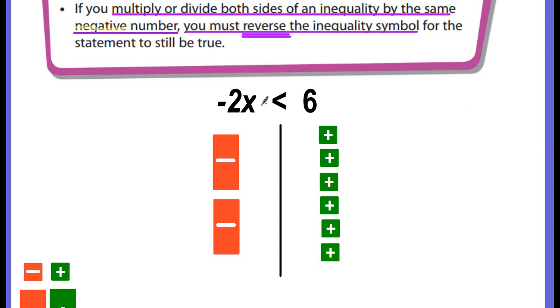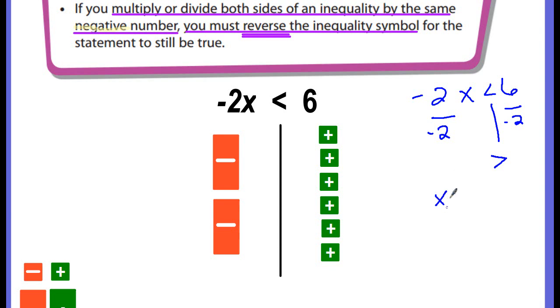Okay, what do they mean? Well, I'm going to take this example here. Negative 2x is less than 6. We know to isolate our variable x, we're going to have to undo this multiplication. And the operation that undoes multiplication is division. So instead of multiplying by negative 2, we're going to divide by negative 2. And what we do to one side, we have to do to the other. So here we're dividing both sides of our inequality by a negative. This is when you have to flip the inequality symbol. You reverse it. Instead of being less than, it's going to be greater than.